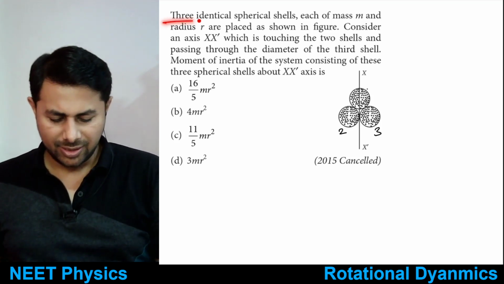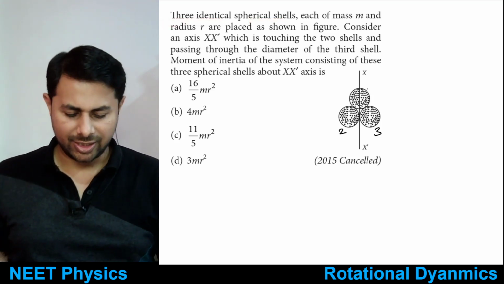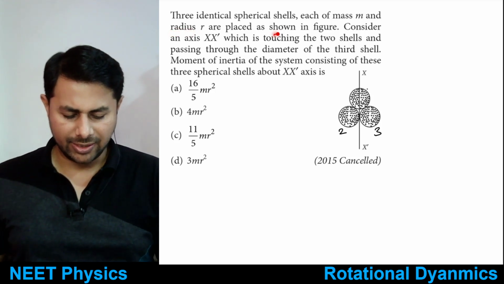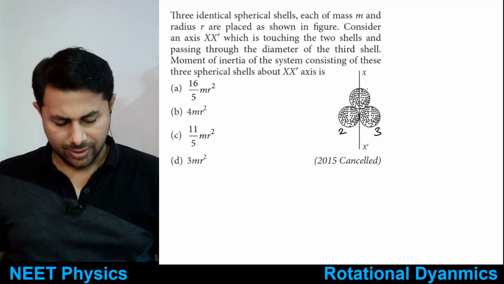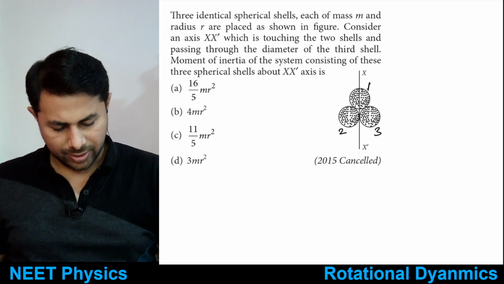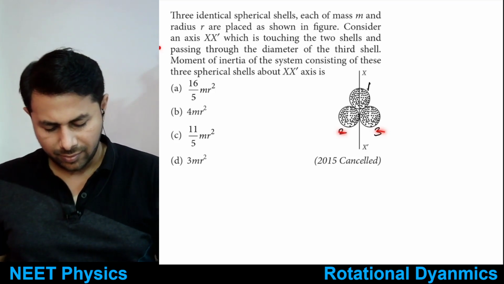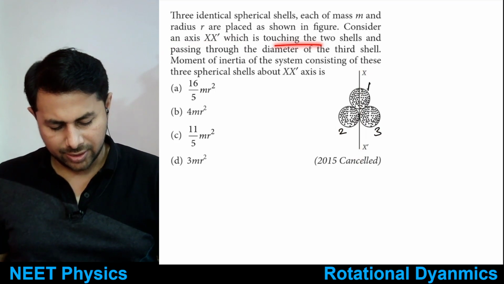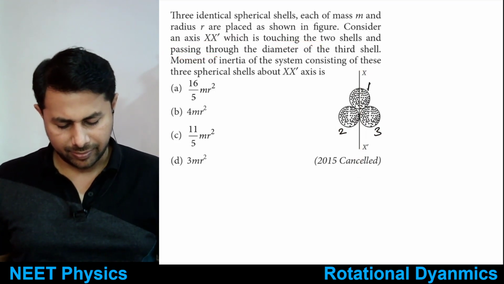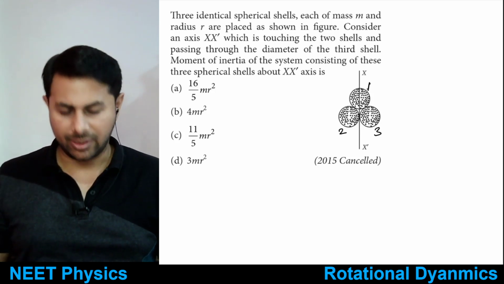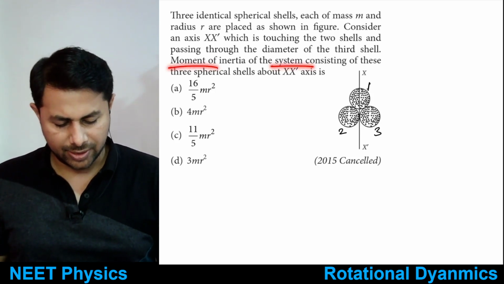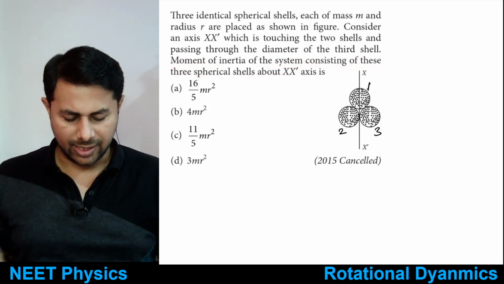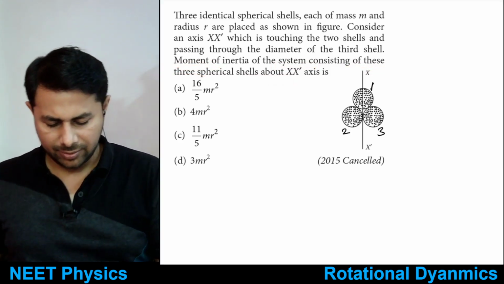Let's see the next one. Three identical spherical shells. Okay, these are spherical shells, each of mass m and radius r, placed as shown in the figure. So this is 1, this is 2, and this is 3. Consider an axis x dash shown here, which is touching the two shells and passing through the diameter of the third shell. Okay, the moment of inertia of the system consisting of these three spherical shells about the x dash axis is. Okay, tell me.